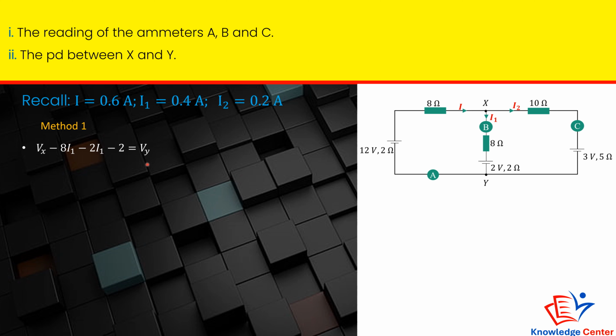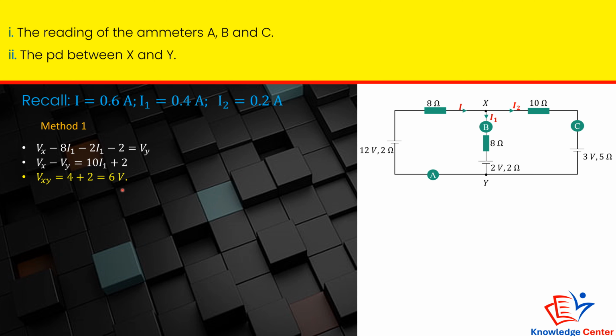That makes sense? Great. So if we simplify this, we have Vx minus Vy, and we send every other thing the other way. So our Vxy, because Vx minus Vy is simply Vxy, is 4 plus 2. Why do I say 4? Because I1 is 0.4, so 0.4 times 10 gives me 4. Plus this 2 gives me 6 volts. So Vxy is 6 volts. That's the PD between X and Y.